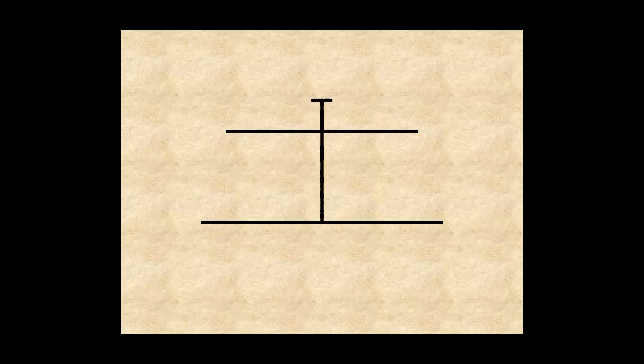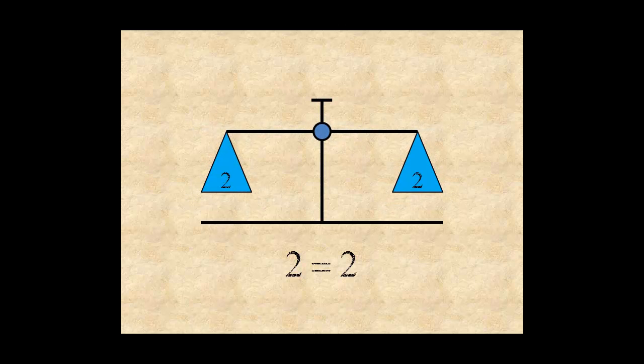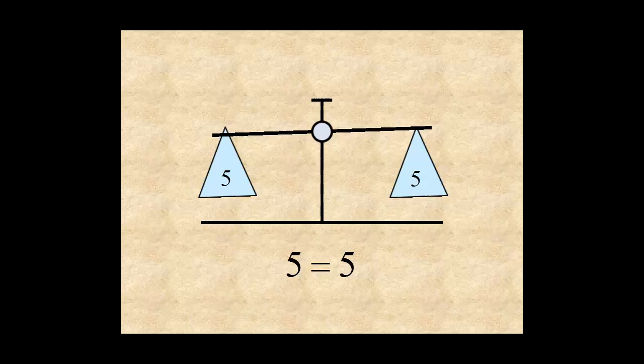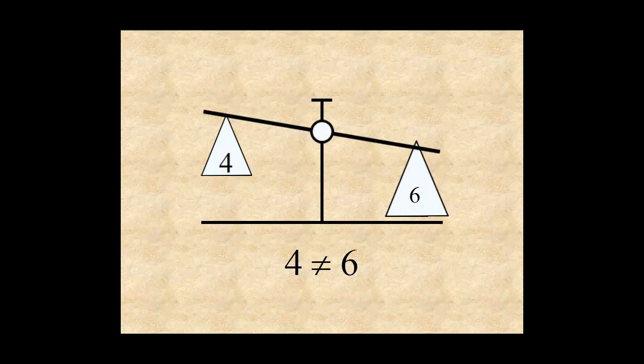An equation is kind of like a balance scale. You always want to keep it in balance. To do this, as long as you perform the same operations on both sides, like adding 3, it remains in balance. If you don't perform the same operation on both sides, it's out of balance.